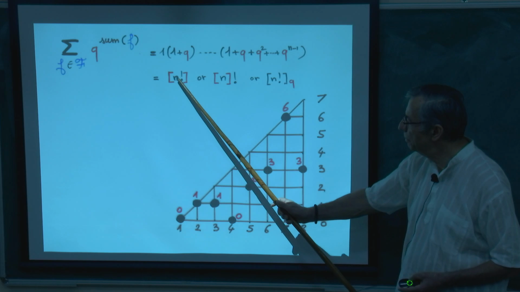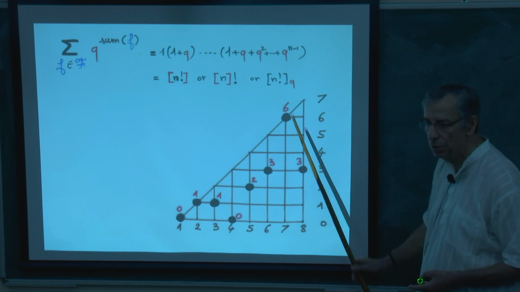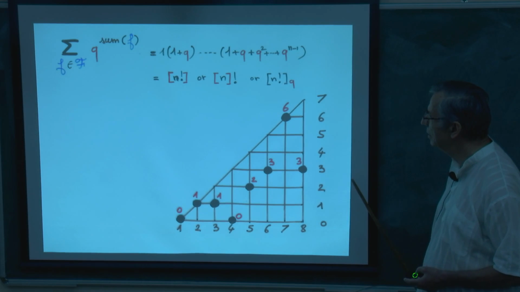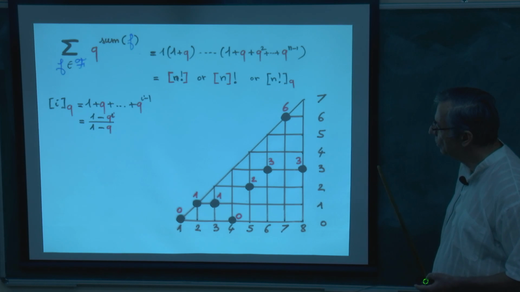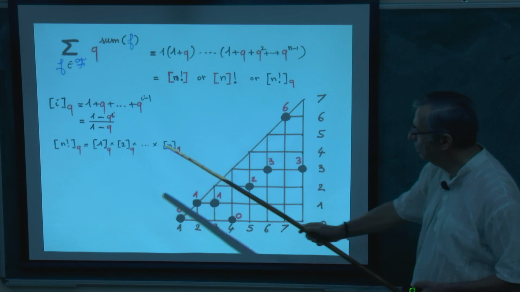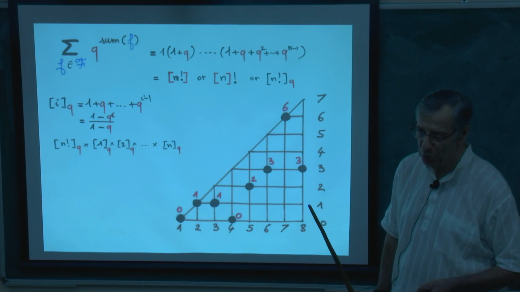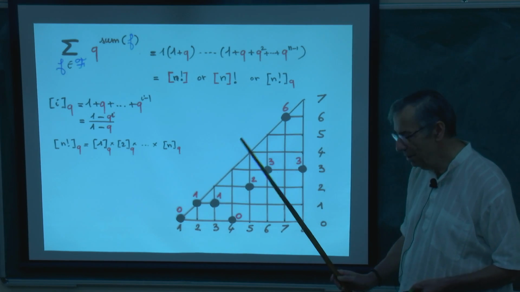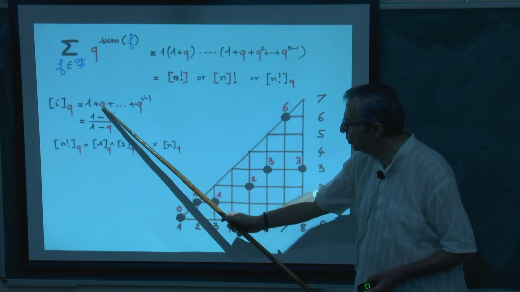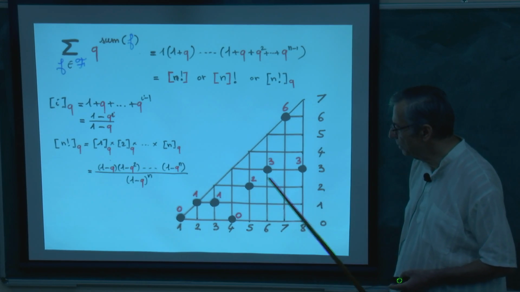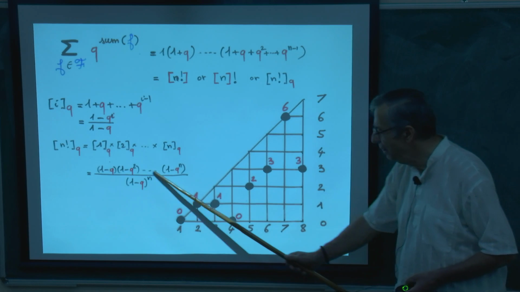Sometimes people denote it like this or like this. Sometimes you put a q, sometimes between brackets, and this is enough to say that this is the q-analog. So in fact the q-analog of n factorial is a product of the q-analogs of each number. We have seen this in the introduction to q-analogs with Catalan numbers in chapter 2. And so 1 plus q plus up to q to the i minus 1, you can write this as 1 minus q to the i divided by 1 minus q. So the q-analog of n factorial is this product.